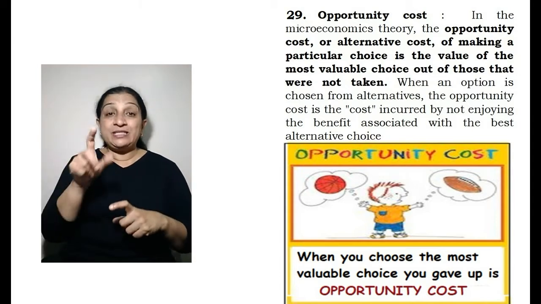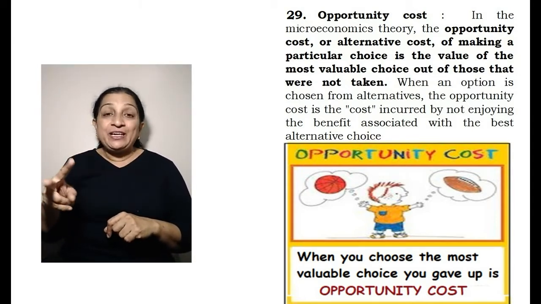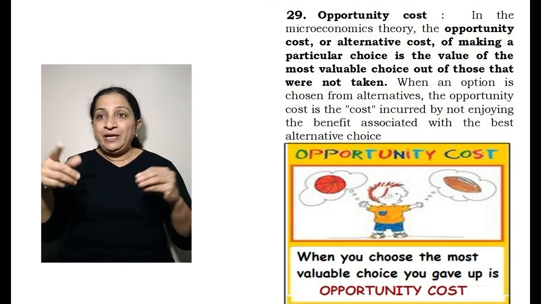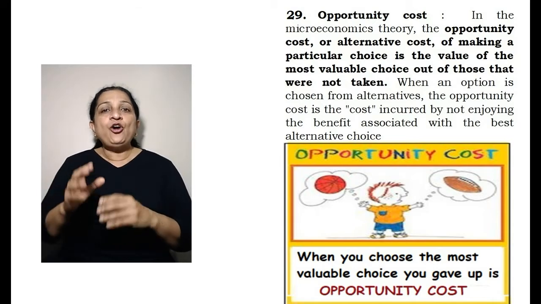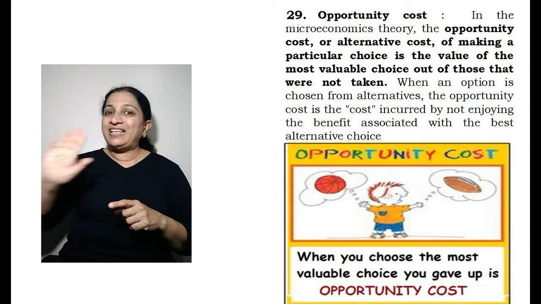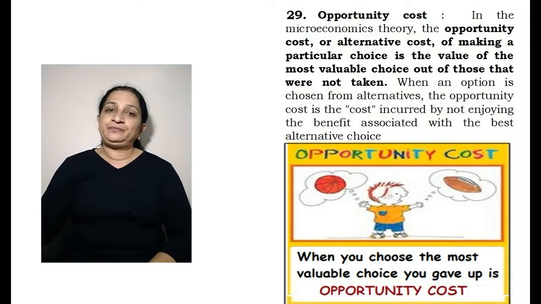In this picture you will see the boy, he has two different kinds of balls. One is for rugby and the other is, say, for football. So he doesn't know which to buy. Which he chooses, that is okay. Which he does not choose, that is the opportunity cost.